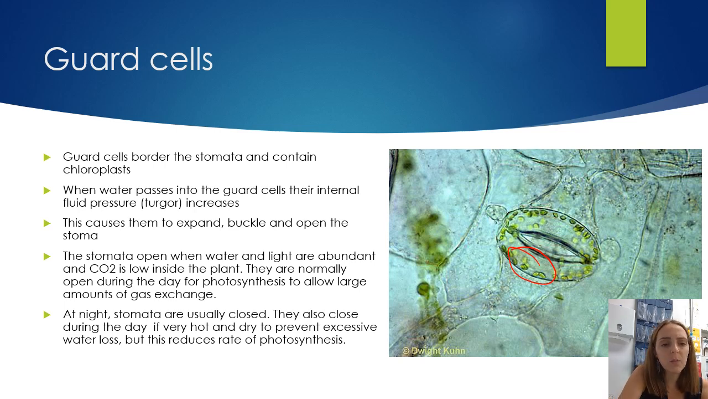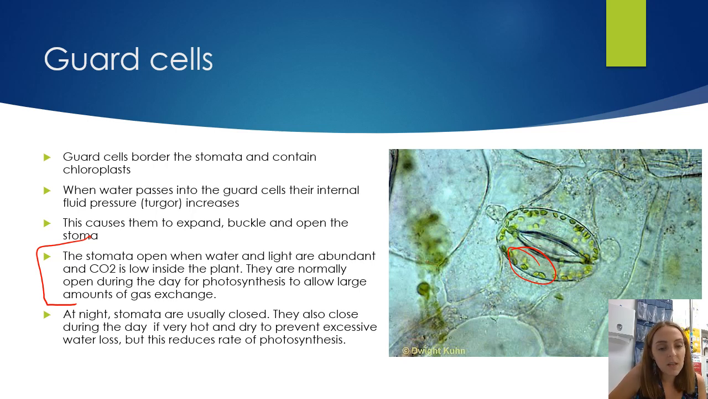And this is just repeating what I went through before. So when water passes into the guard cells, the internal fluid pressure increases, causing them to expand and open the stoma. Now, this is a really important point. The stomata open when we have plenty of water, when there's light available, and when CO2 levels are low inside the plant, suggesting that they need to open and allow more CO2 to come in.